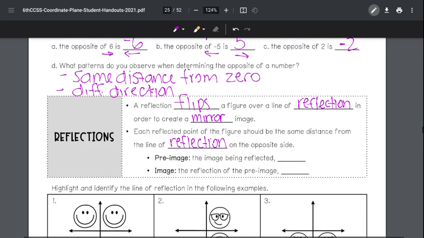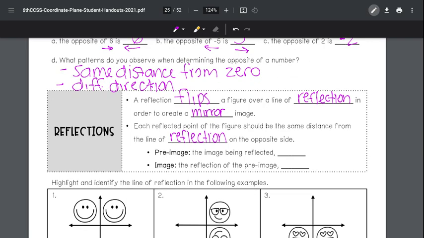So pre-image is the image being reflected, which is our original point. So we'll just call it A. After we reflect it and we have a new point, it's then called our image, the reflection of the pre-image, and we're going to label it A prime. It's basically just the letter with a little apostrophe.